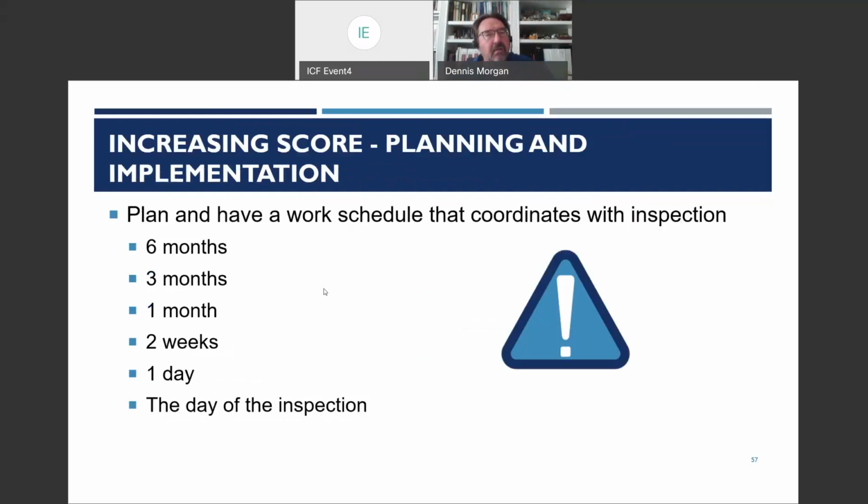How do you do well? Plan ahead. Have a good working schedule, have a good implementation schedule, and coordinate with your inspection processes as well. 6 months. You can't get a site ready in 2 days, 3 days, 4 days. 6 months in advance, I'm looking at my site.